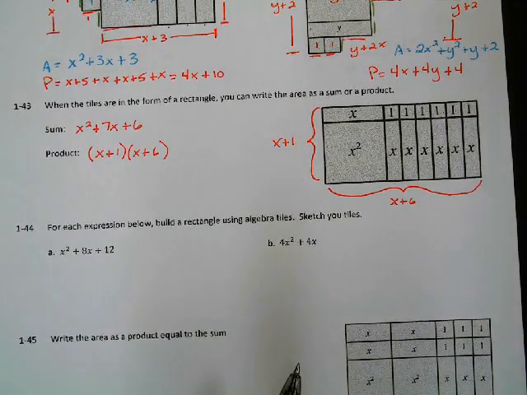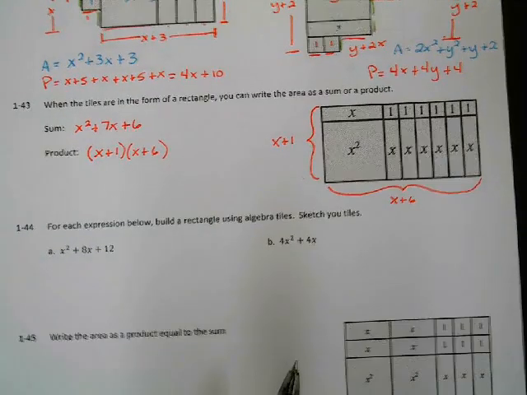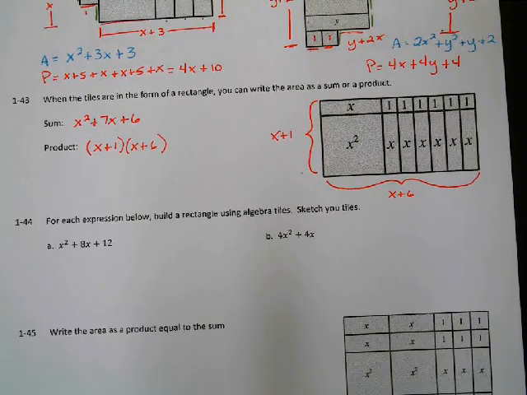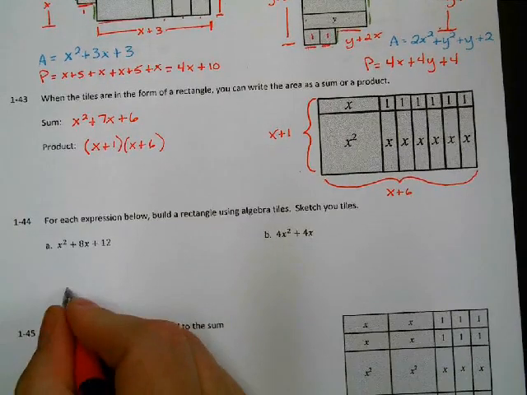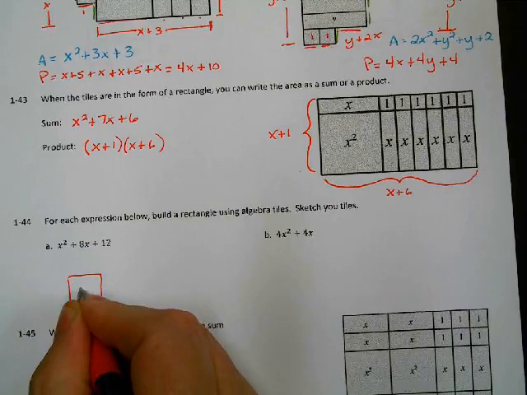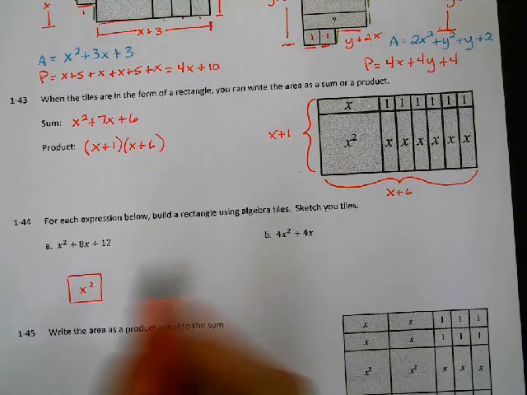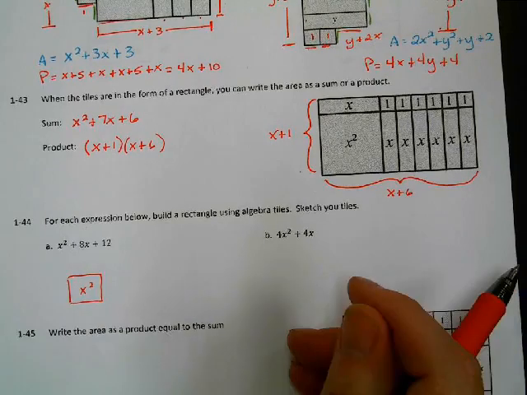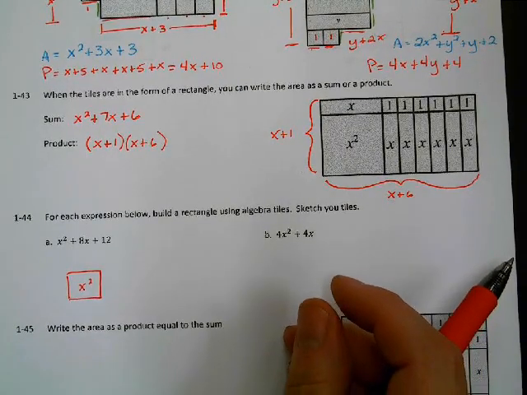For each expression below, build a rectangle using algebra tiles and sketch your tiles. We don't have algebra tiles, but this is basically what I would do. I'll just do it really quick. Here's my x squared. I need one of those. I need 8 x's, and I need 12 singles. So I have to decide how I'm going to build that, having 8 x's and 12 singles.